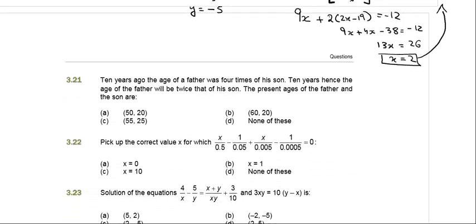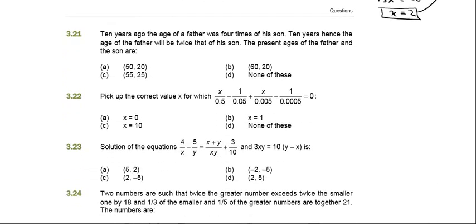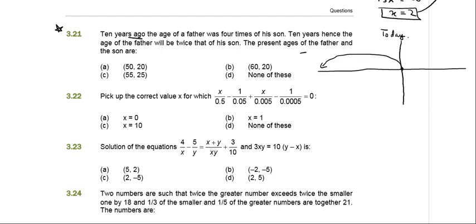Next question is an important question. It says 10 years ago, the age of a father was 4 times that of his son. Okay, let's draw a timeline. Let's say this point is today. 10 years ago means 10 years before today. Let's say this is the day 10 years back. The age of the father was 4 times that of the son.